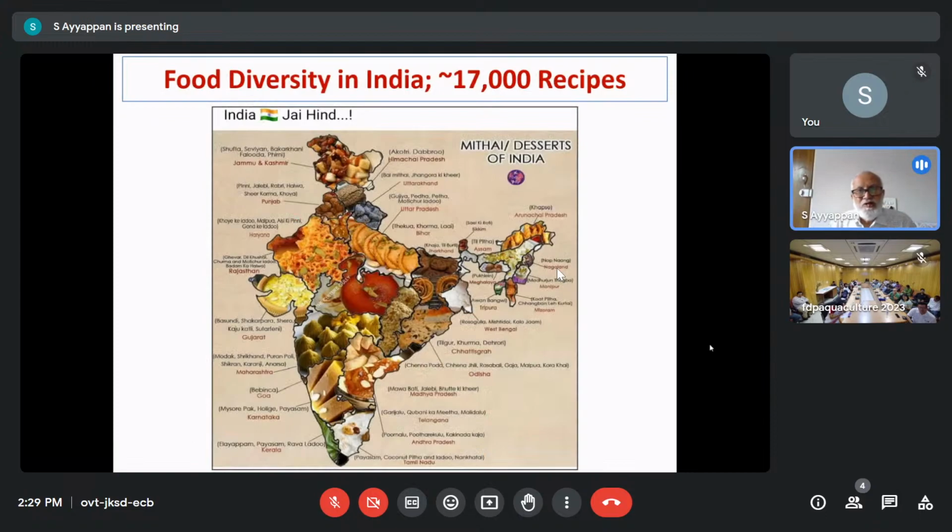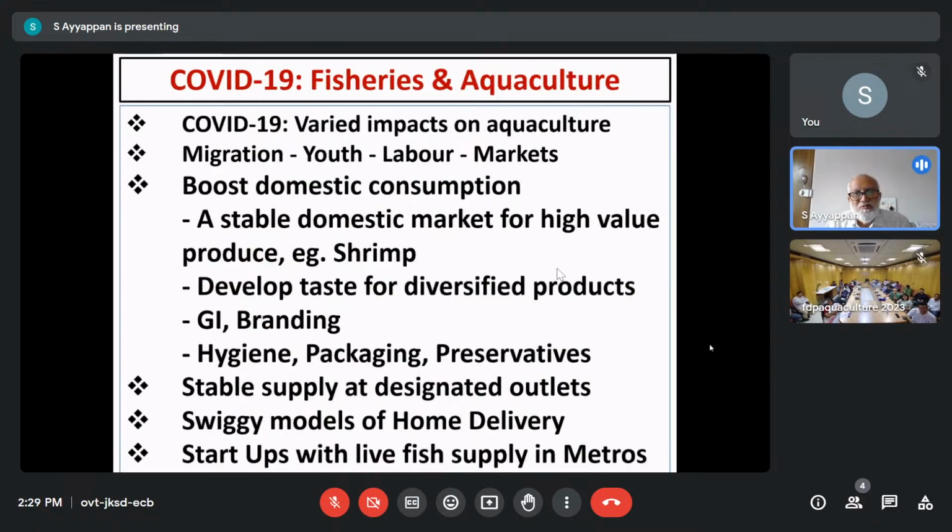Now you also know the food diversity in India, 17,000 recipes, of which fish also has many ingredients in these. Particularly in eastern India, western India, and also in southern India, a lot of fish is consumed in different forms.